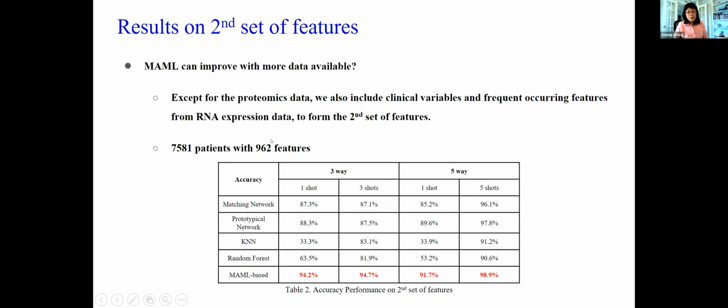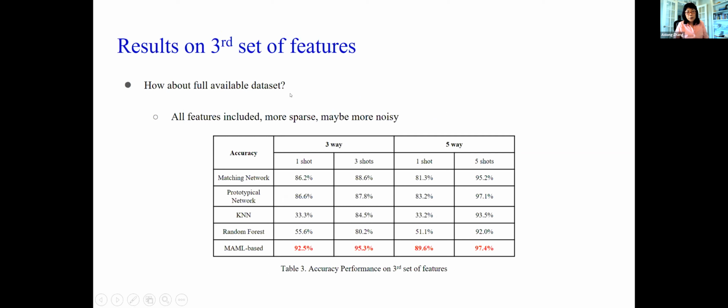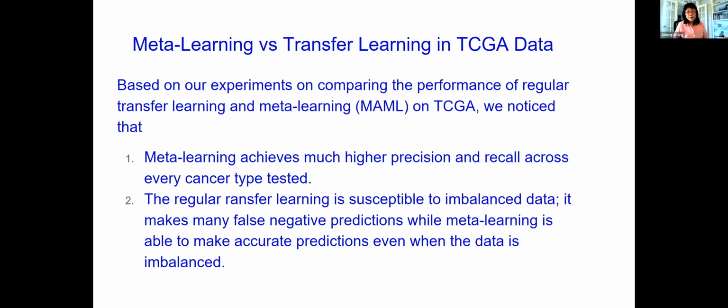And with different features, the TCGA also has RNA features, and the result came out similar. Using all the features, the result is similar, but slightly lower because of the noise. So that gives us encouragement to apply meta-learning to small sample environments for predictions and transfer learning.